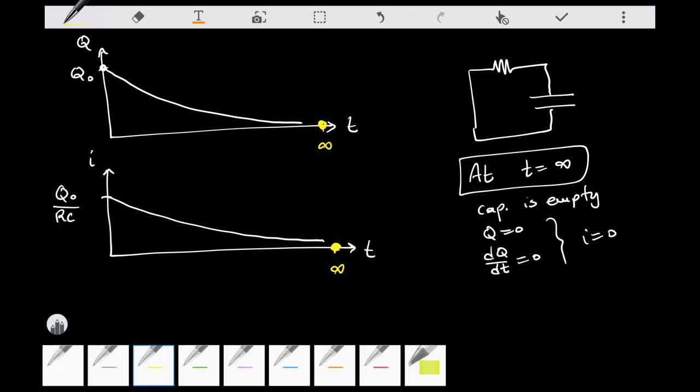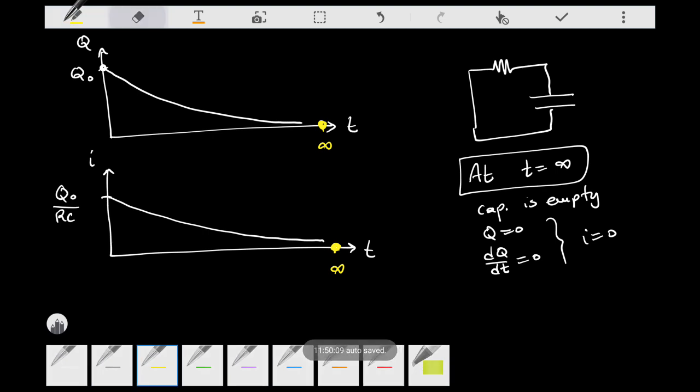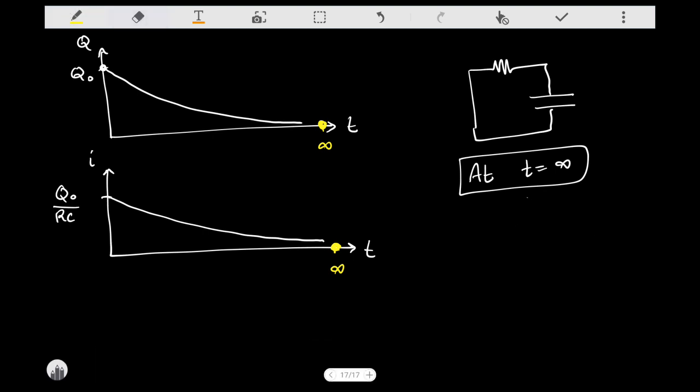So everything goes to 0 at infinity. So let me erase this, everything in here. Let me change this to 0. What happens at time t equals 0? In that case, charge is Q0. I'm sorry, that's given. What about the current?